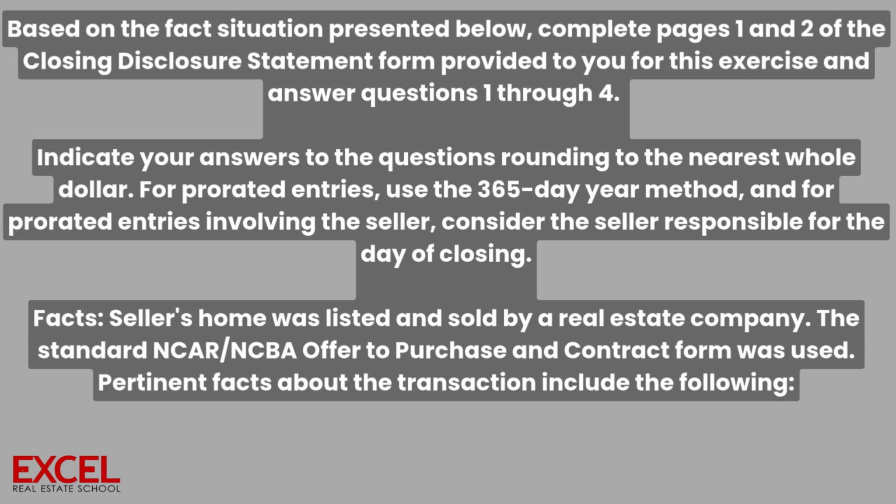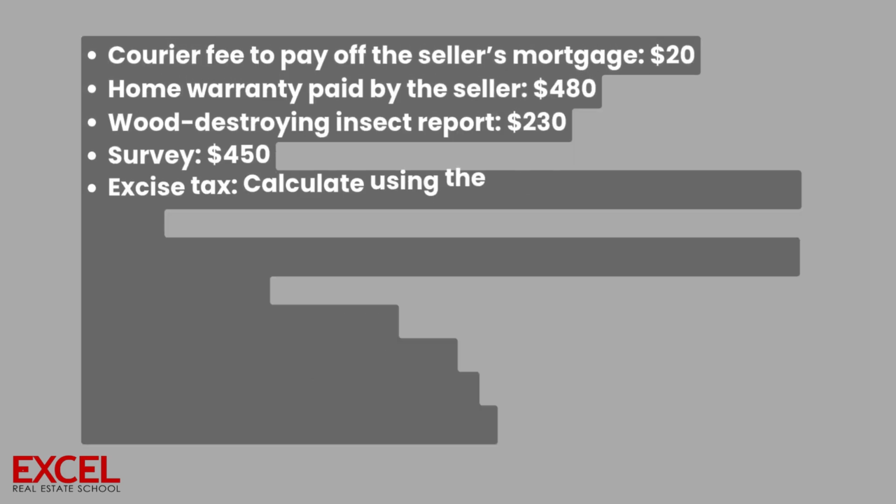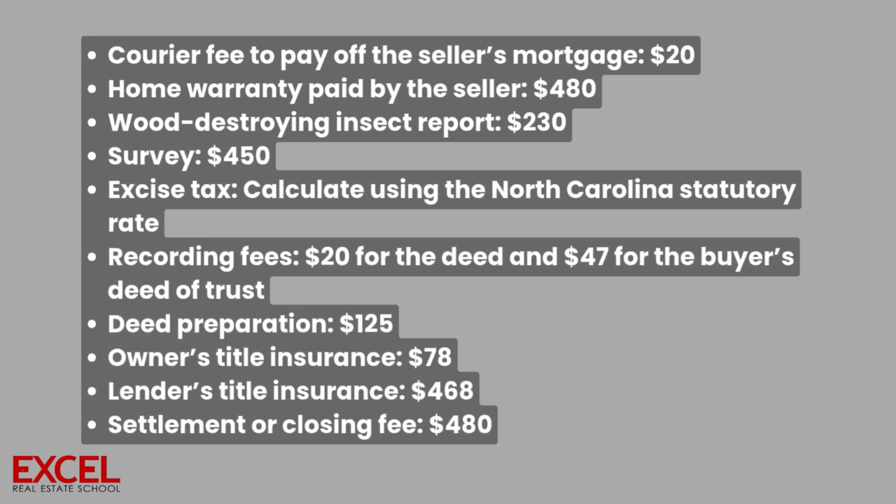Facts. Seller home was listed and sold by a real estate company. The standard NCAR and NCBA offer to purchase and contract was used, and so pertinent facts about the transaction include the following. Courier fee to pay off seller's mortgage, $20. Home warranty paid by the seller, $480. Wood destroying insect report, $230. Survey, $450. Excise tax. Calculate using the North Carolina statutory rate.